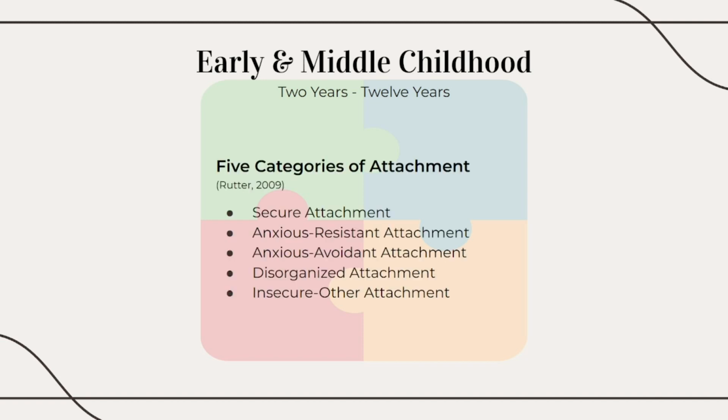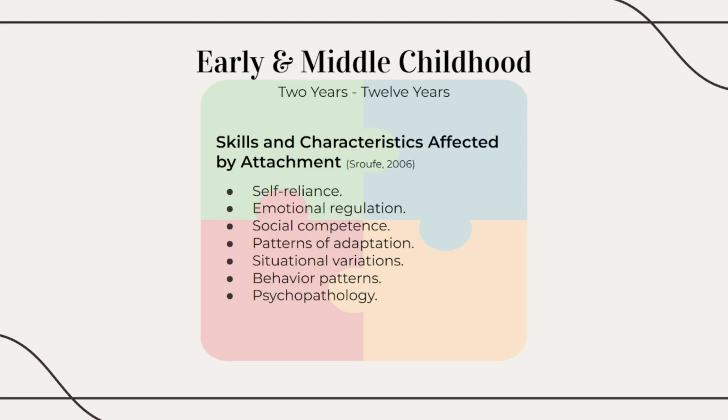I'll note that the language around attachment patterns changes slightly when discussing children from age 2 to 12. There are 5 categories of attachment that are recognized by developmental psychologists: secure attachment, anxious resistant attachment, anxious avoidant attachment, disorganized attachment, and insecure other attachment, which was used to describe the attachment patterns observed in children rescued from Romanian orphanages, whose attachment patterns weren't necessarily disordered, but had never fully developed in the first place.